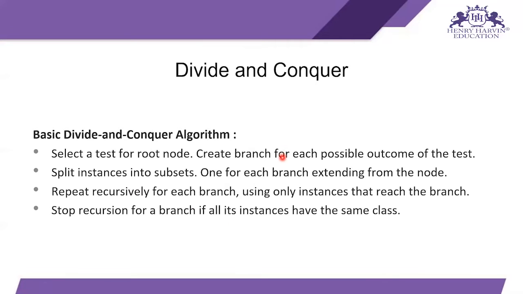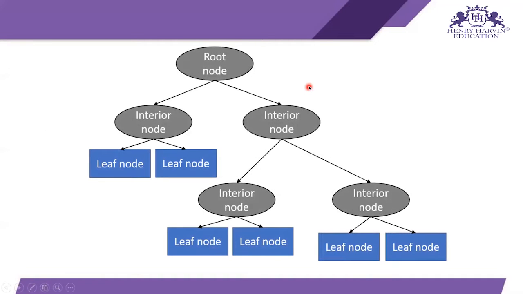So basically, it selects a root node by dividing the data sets. Then it further divides the data set into subsets in a recursive method, until it meets the condition. Till that time it recursively splits the data sets into subsets and makes nodes. So that's about the divide and conquer algorithm. This is how a tree looks like in a decision tree: root node, interior nodes, and leaf nodes.